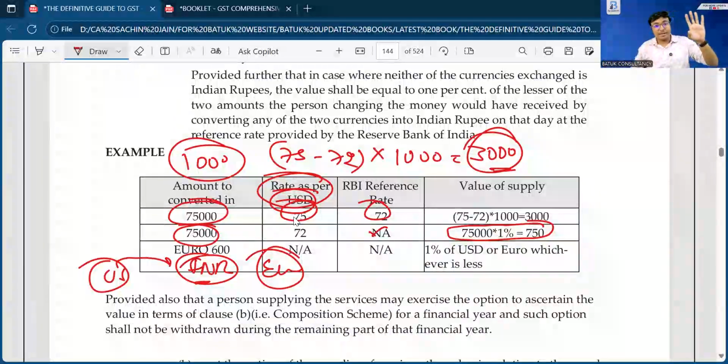Okay, so in the first scenario, in which the RBI reference rate is available, the US dollar rate minus the RBI reference rate, multiplied by the number of units converted, gives your value. Suppose the RBI reference rate is not available. In such a scenario, you just need to take 1% of the amount which you are going to exchange, and that will be treated as your value of supply in case of a bank. Third situation: suppose that person has no Indian currency, that person has US dollars and wants to convert into euro. In that case, you have to convert both the currencies into Indian currency, calculate 1% of both, and whichever is lower will be treated as your value of supply.